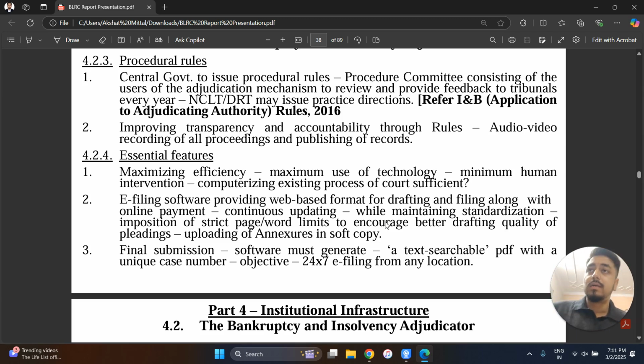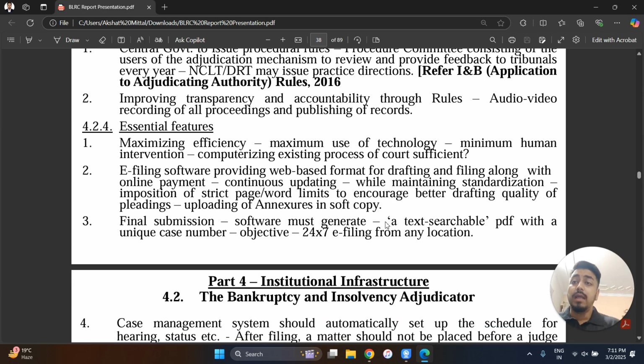Once these adjudicators are established, how to increase the efficiency in their working? This committee has taken a futuristic approach here, and it has recommended that these adjudicators, these tribunals, should work on a totally computerized system. E-filing software should be there in a web-based format, where drafting, filing and online payment provisions should be included. And these websites should be continuously updated so as to meet any changes which may arise.